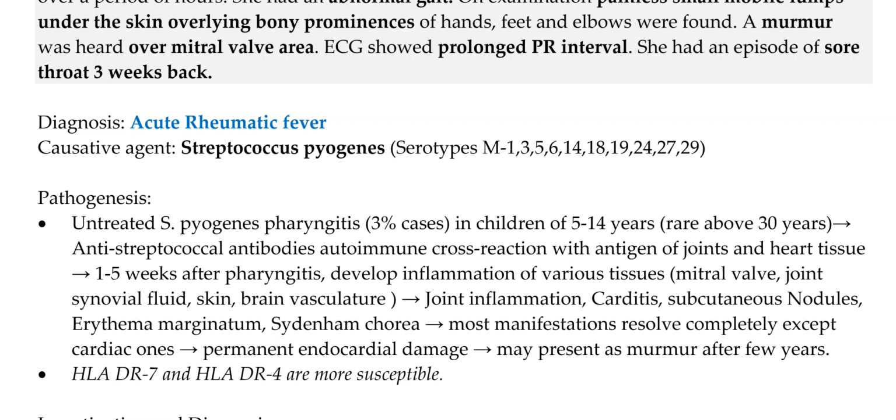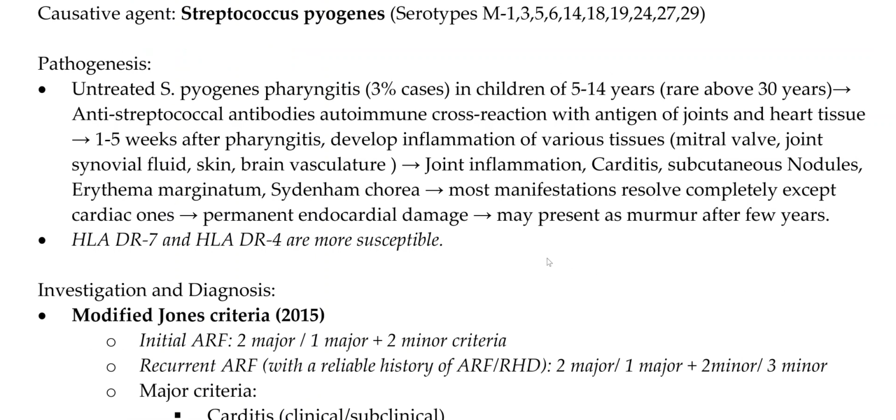And it causes involuntary movement in the form of Sydenham chorea. So these are the five major manifestations of this condition. And most manifestations resolve completely except the cardiac ones. And permanent endocardial damage can happen, which may present as a murmur even after a few years. So that is the detailed pathogenesis of this condition. Actually, HLA DR7 and DR4 individuals are more susceptible to this condition. So there is some genetic element also involved in this.